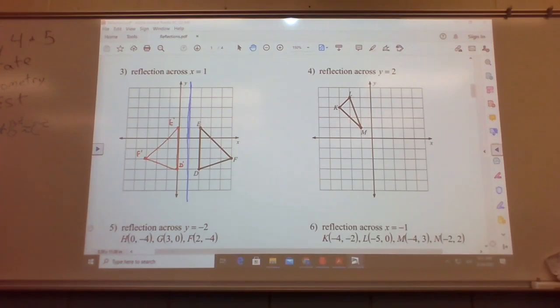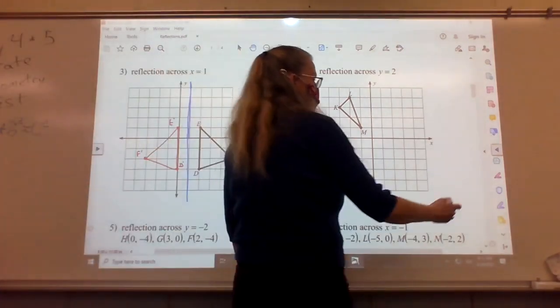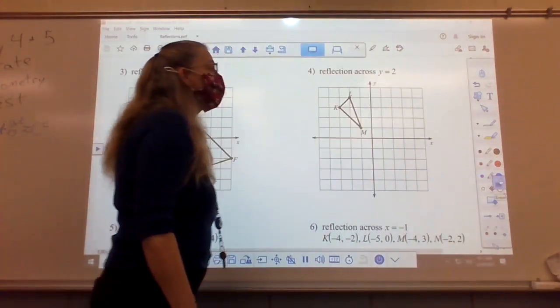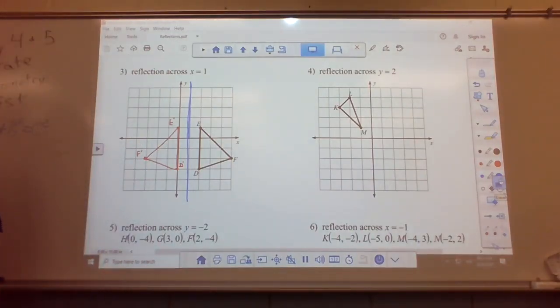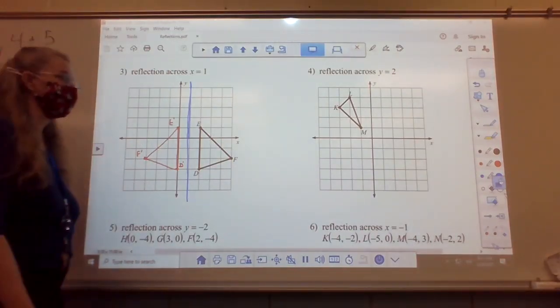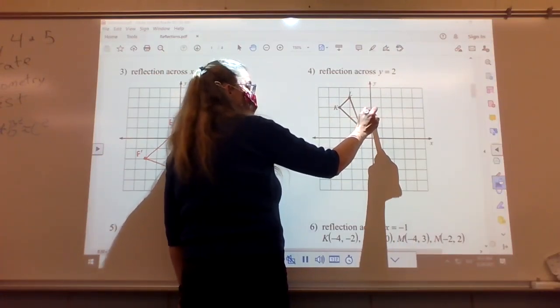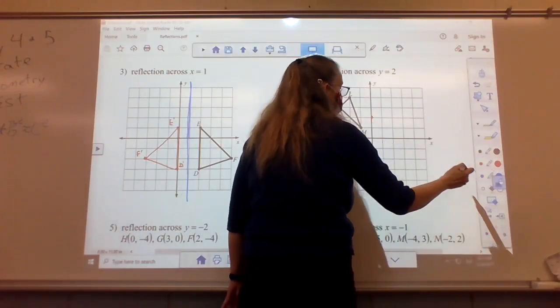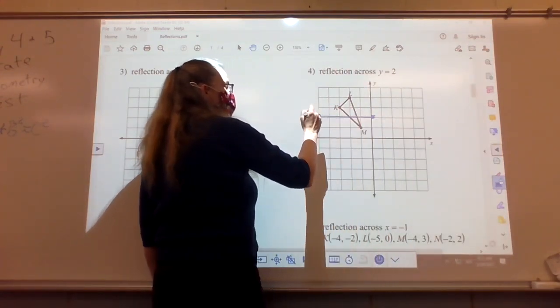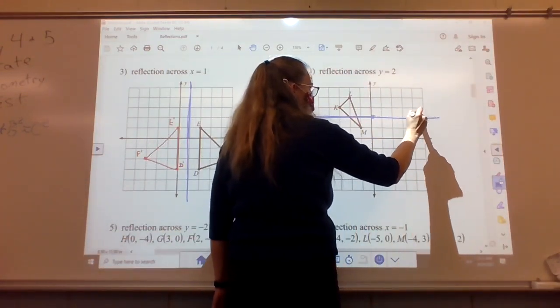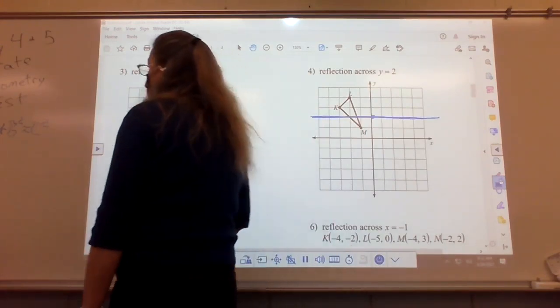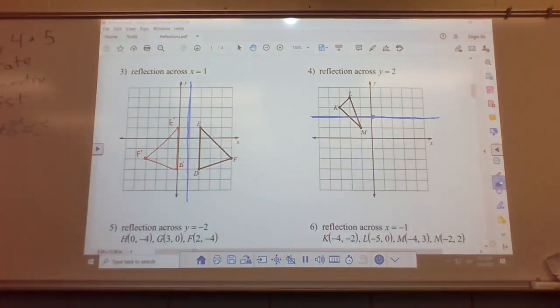So number 4 says y equals 2. So that means on the y line, on the y-axis, I'm going to go to 2. Then from there, draw your line. So this time it's going to be a horizontal line. So if it's y equals 2, go to 2 on the y, draw a line.